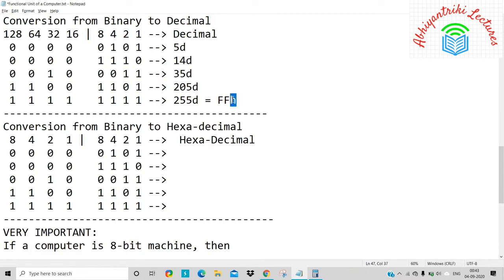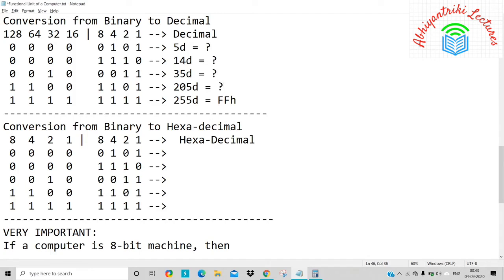Similarly, try to convert this 205D to hexadecimal. You already know this. I already explained this, right? So please convert this and tell me the answer. Please comment the answer below.